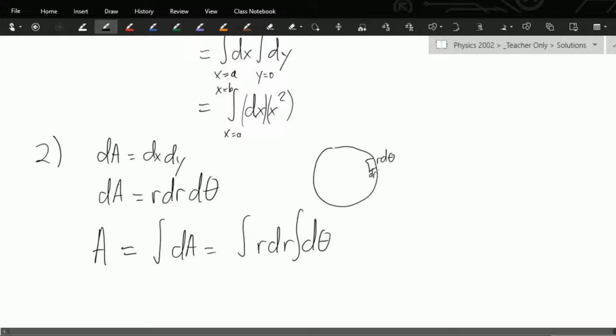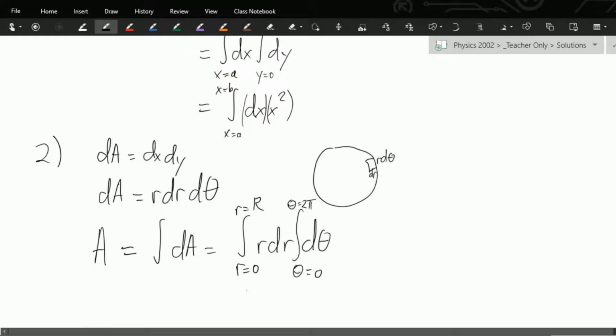So for our circle, we're going to start from theta is equal to 0, and we're going all the way around this. So we say that this is going to be theta is equal to 0 to theta is equal to 2 pi. And then r is going to start from the origin, and it's going to go all the way out to r is equal to capital R. So this is going to go from r is equal to 0 to r is equal to capital R. And these integrals are pretty straightforward to evaluate.